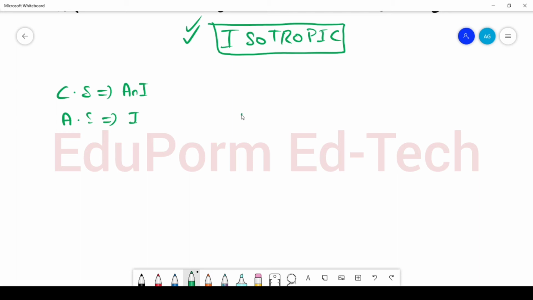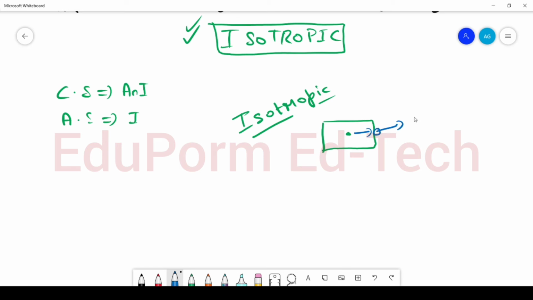So I will start with isotropy. So what are these isotropic substances? For example, this is our solid system, and in this solid system I am standing at this point. If I am going towards this side, the value of physical properties such as refractive index or resistance is found, let's say 5 ohm. The resistance is found to be 5 ohm.